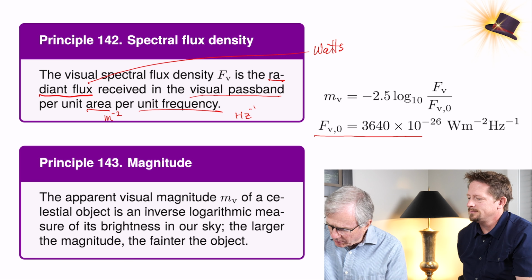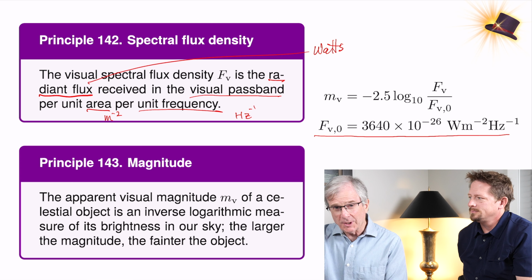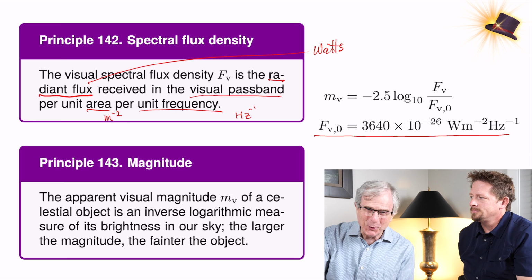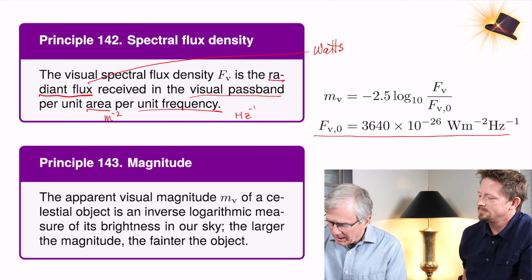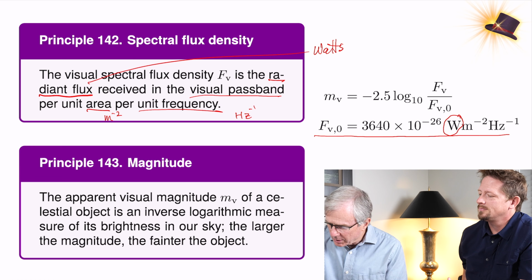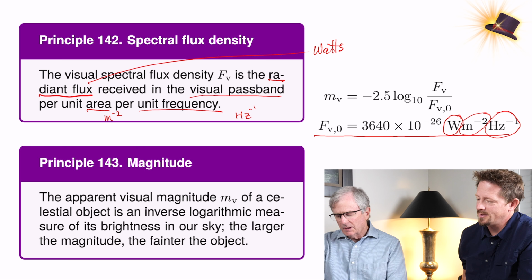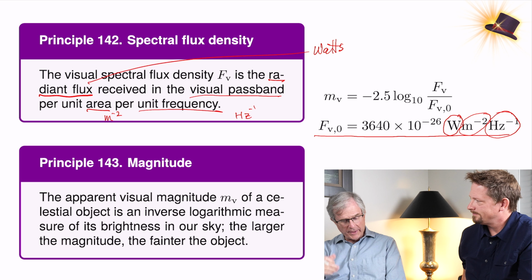This is an example of the spectral flux density. It's the spectral flux density that's associated with the 0th magnitude star, one of the brightest stars in the sky. And as you can see, it's measured in watts per meter squared per frequency. There it is. So that's how much energy that 0th magnitude star is sending you per unit area. Now, if you've got a bigger aperture, then you're going to capture more of that power.